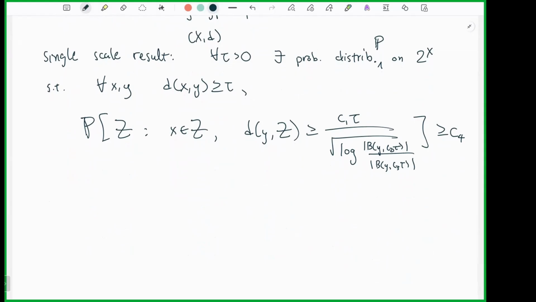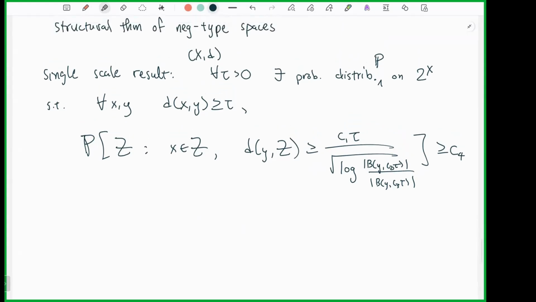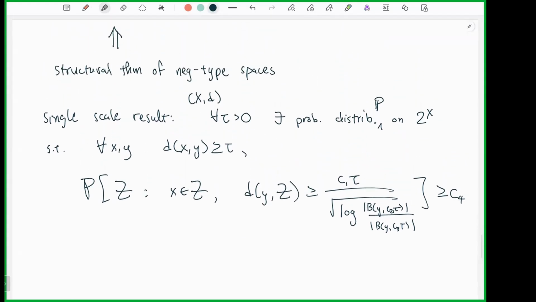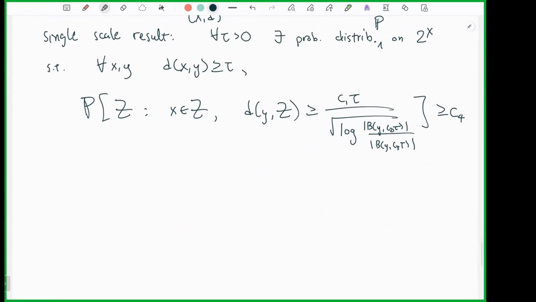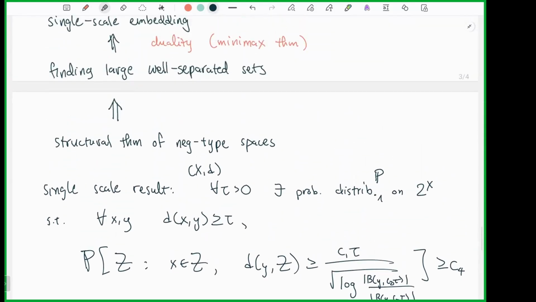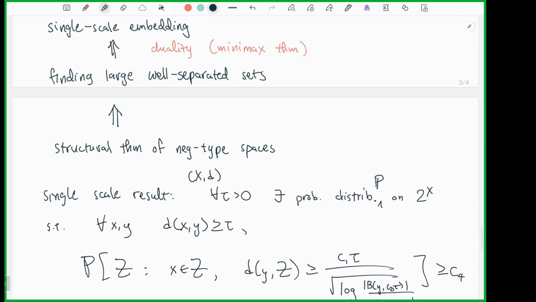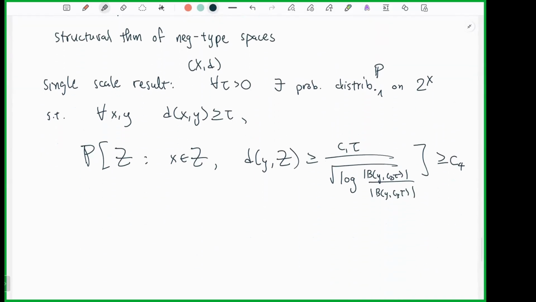Arora, Lee, and Naor proved the same thing, but with root log n instead of this thing here. And so where does this root log n come from? Okay, so in defining these well-separated sets, you take some random Gaussian. So sorry, let me see if I can. Okay, so we have the following.